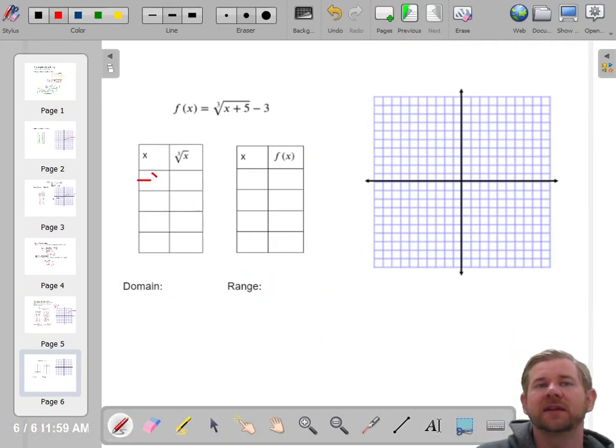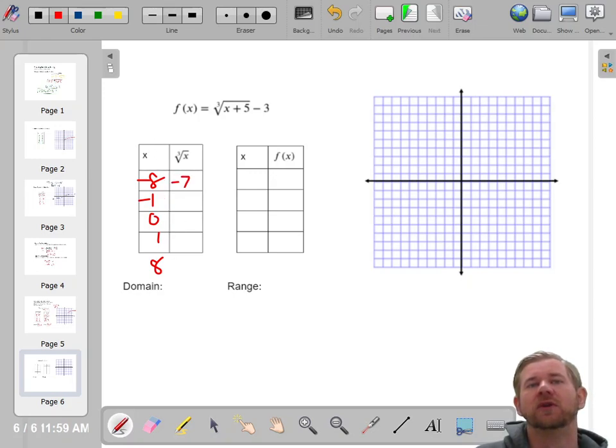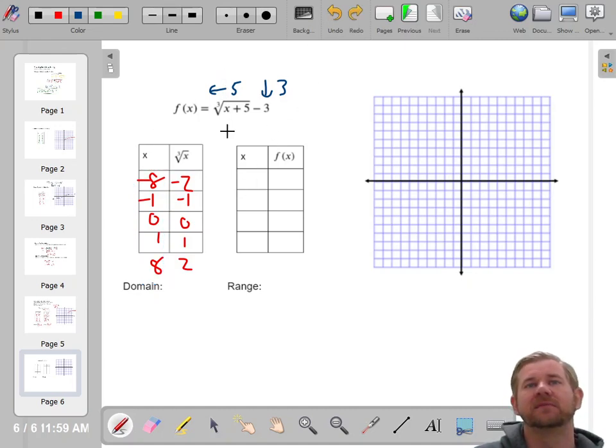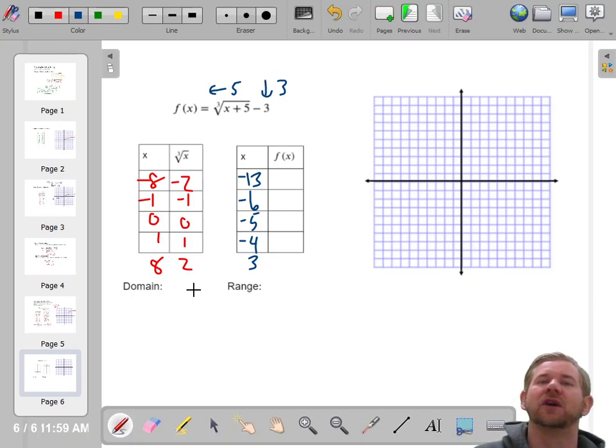Cube root, we're going to do the same thing: -8, -1, 0, 1, and I need to add a row for 8. The cube roots are right there. X plus 5 moves it left 5, and then the -3 moves it down 3. So if you go left 5, you're changing x values. Left, subtract. -8 minus 5 is -13. -1 minus 5 is -6. 0 minus 5 is -5. 1 minus 5 is -4, and 8 minus 5 is 3. So subtract 5 from your x's to go left 5, and subtract 3 from your y's to go down 3.